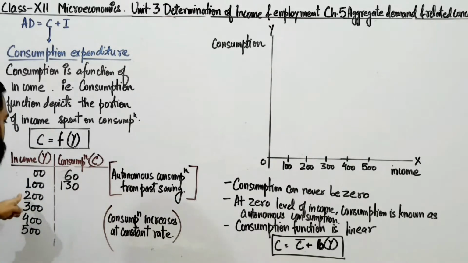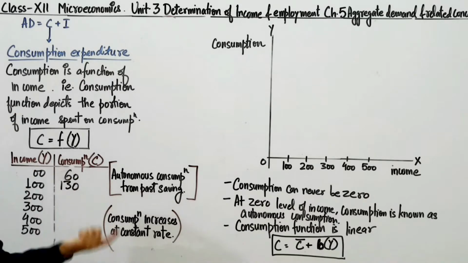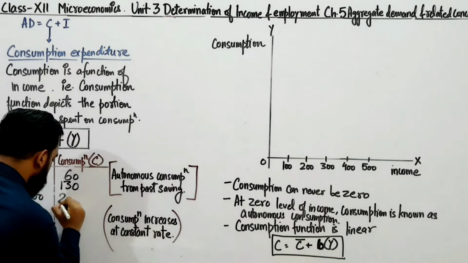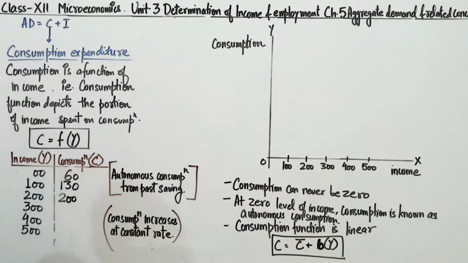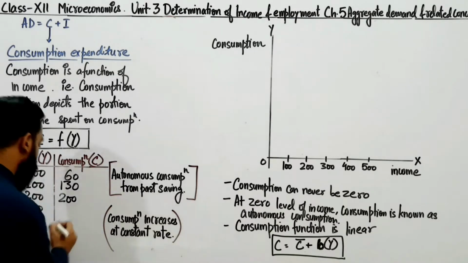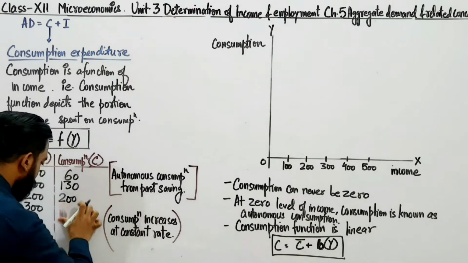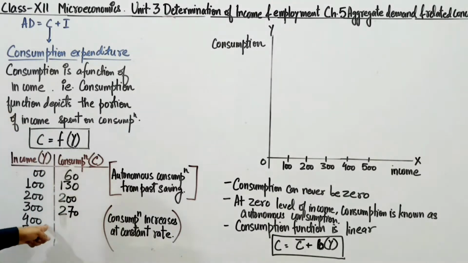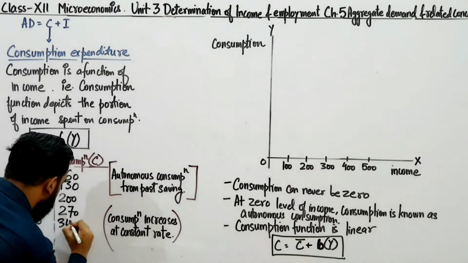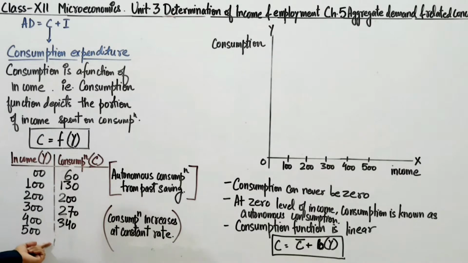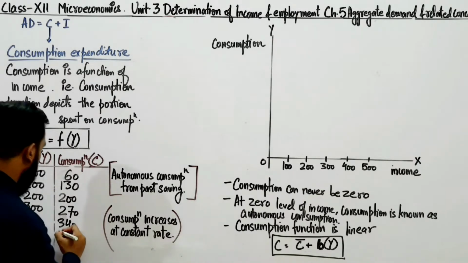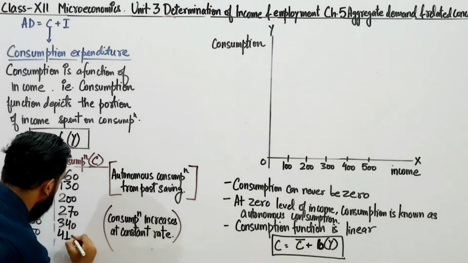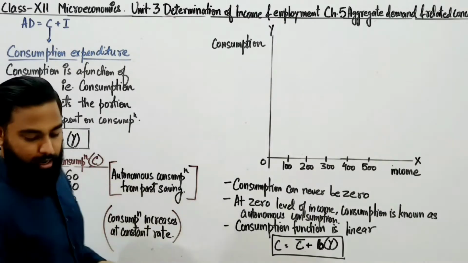Now, when my income is 200, my consumption increased to 200. Now, my income increased to 300. Now I am expending 270. My income increased to 400. Now I am expending 340. Again, my income increased up to 500. Now I am expending 410.